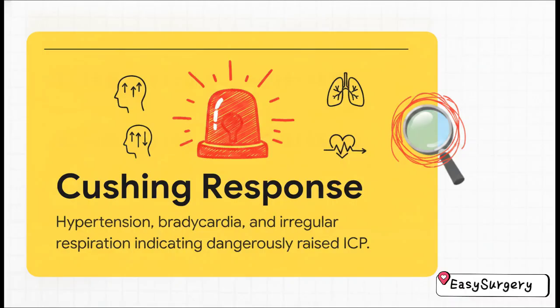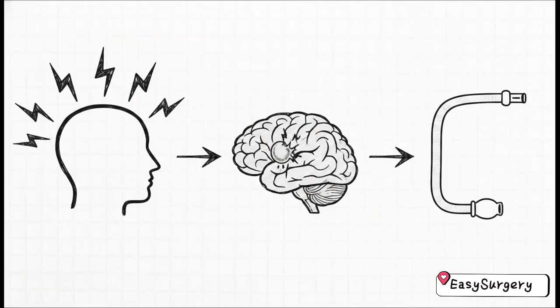You absolutely must treat this high-yield definition like a flashing red light on the ward. The Cushing response, which is hypertension, bradycardia, and irregular respiration, is basically your patient's body screaming that they have dangerously raised intracranial pressure. Recognizing this triad instantly can literally save a patient from impending brain herniation. Sticking with neurosurgery, keep in mind that way before you ever see a Cushing response, the very initial sign of raised ICP is always an altered level of consciousness.